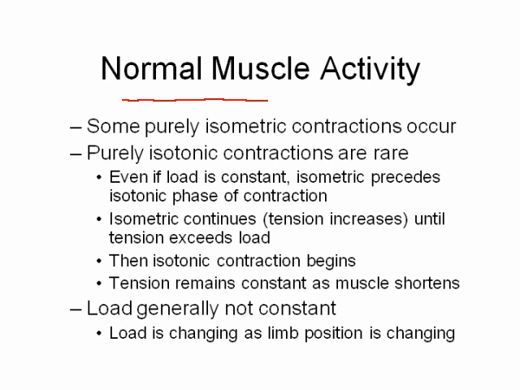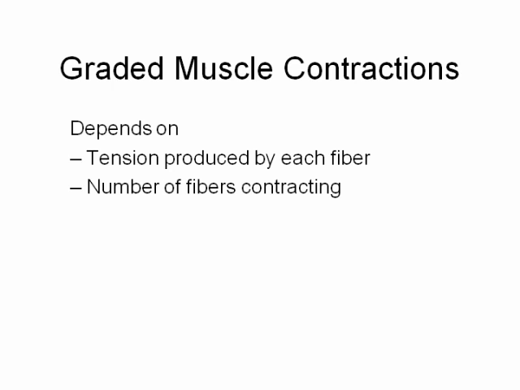So normal muscle activity is a little bit more complicated than what we talk about in terms of simply isometric and isotonic contractions. We can also produce graded muscle contractions. The grading, just as we talked about graded potentials, that is varying degrees, depends upon the amount of tension produced by each fiber and then the number of fibers that are contracting. So this is how, when you go to lift a heavier load, as you try to exert more and more force, you are producing a certain amount of tension by each fiber, but you're recruiting more muscle fibers into the contraction.